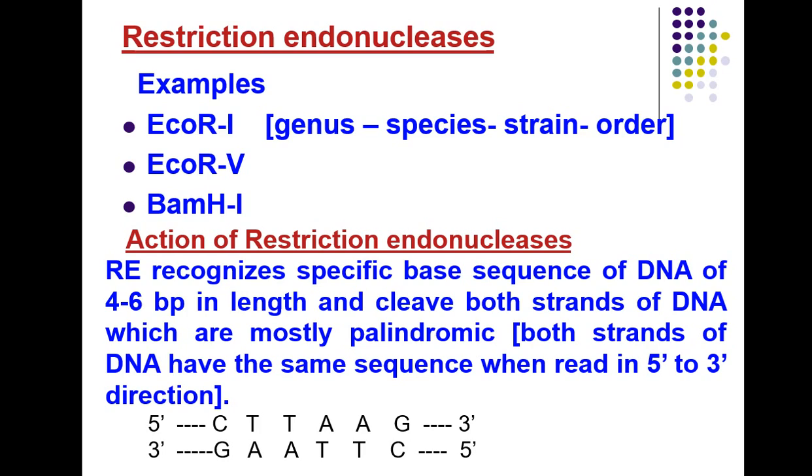So GAATTC. Now if you see this top strand sequence, it is CTTAAG. If you read it in the reverse direction, it is GAATTC. The same is present at the bottom. So CTTAAG, if you read in the reverse order, is GAATTC, and GAATTC is present at the bottom. So this is called a palindromic sequence.